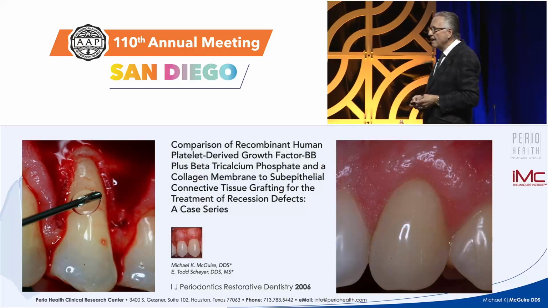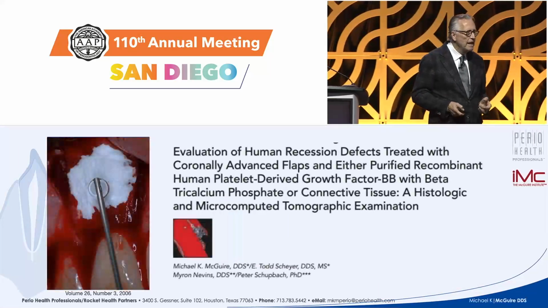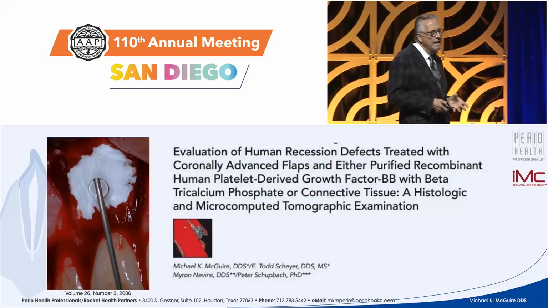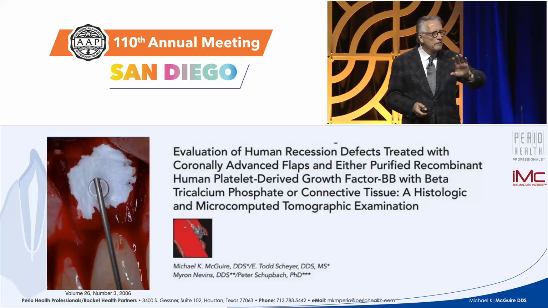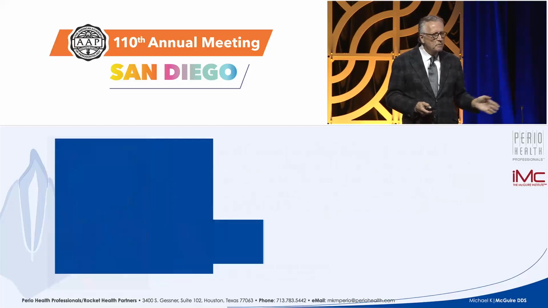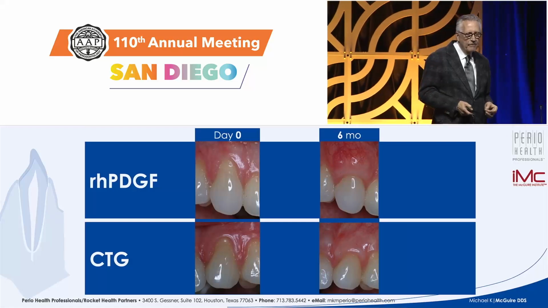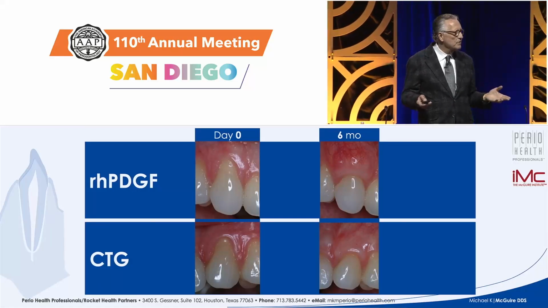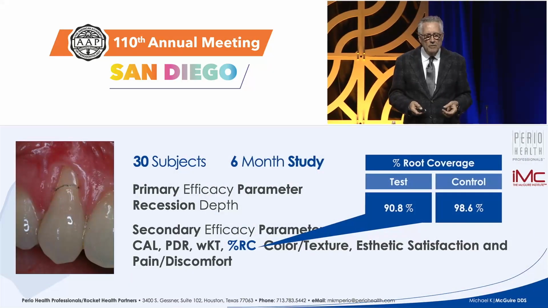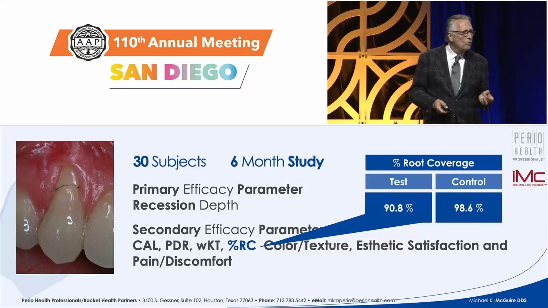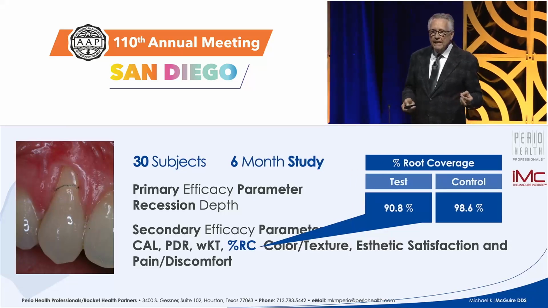So here we did a pilot. We got good results from the pilots. We have proof of principle. Let's take that to an RCT. And here we have a 30-patient RCT comparing coronally advanced flap and connective tissue versus PDGF. And at 6 months, photographic evidence of nice root coverage, no visual signs of inflammation with either test or control. And if we look at our objective outcomes, we achieve 91% root coverage with our PDGF versus 99% with our connective tissue.